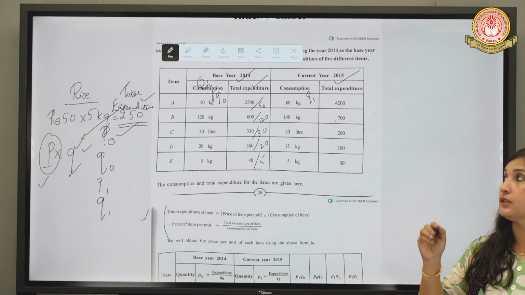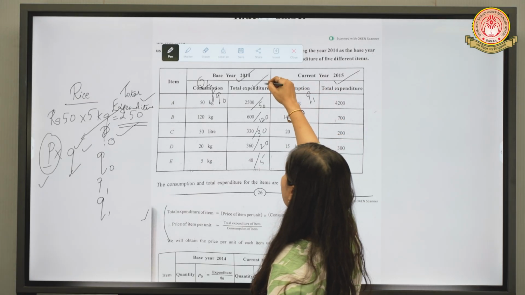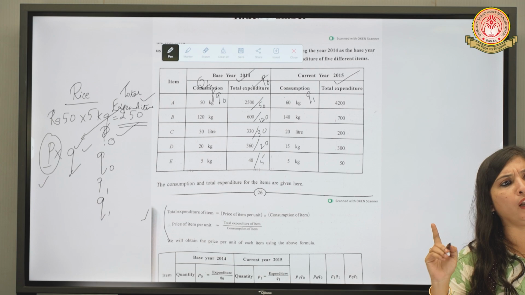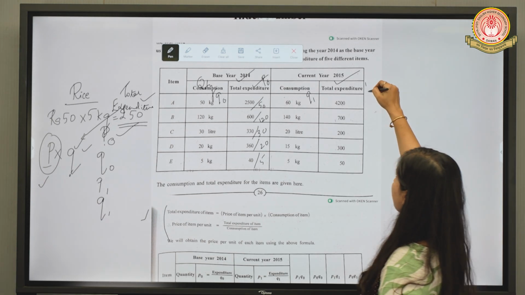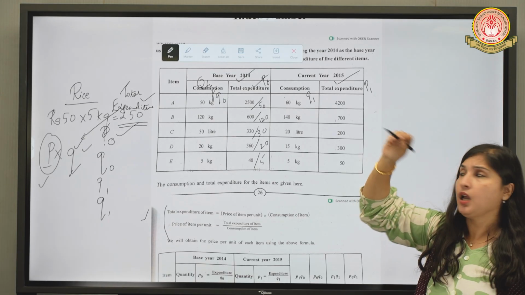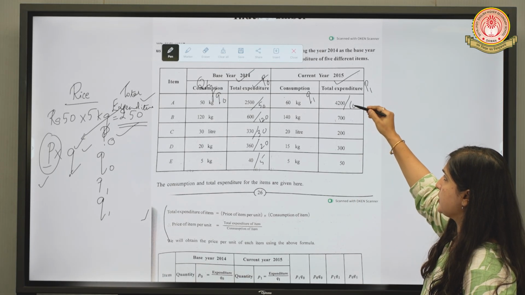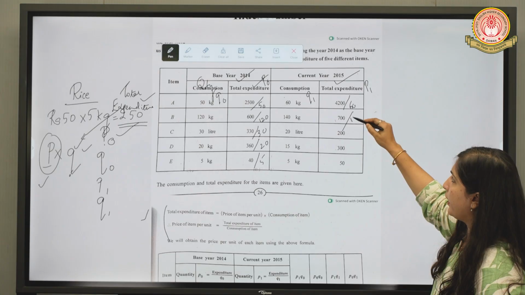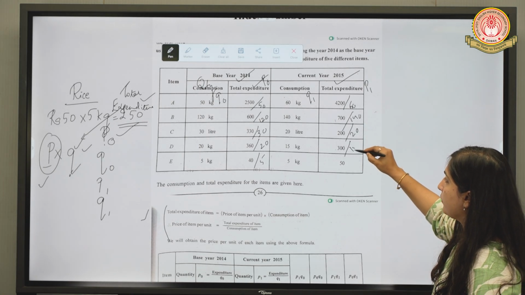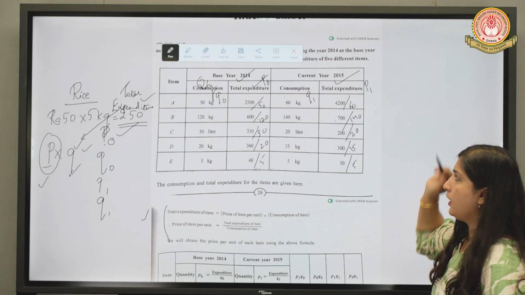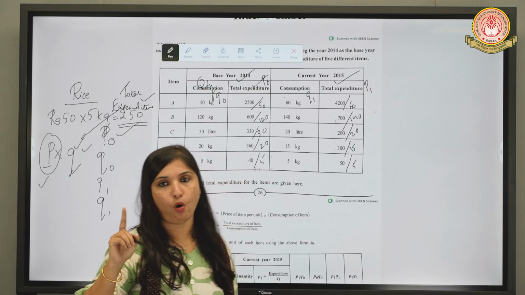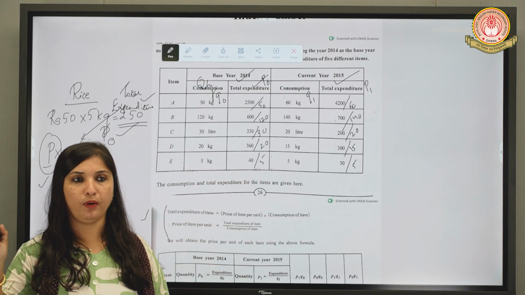So after dividing this, you will get a column that is P0. In the same way, you can find P1 also. To find P1, what will you divide 4,200 with? Yes, you will divide it by 60, 700 by 140, 200 by 20, 300 by 15 and 50 by 5. Now you have all the 4 columns that you want for your formula, right?